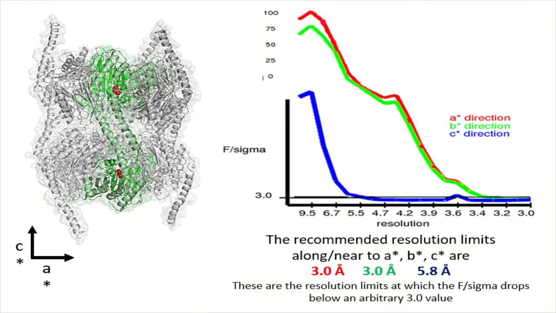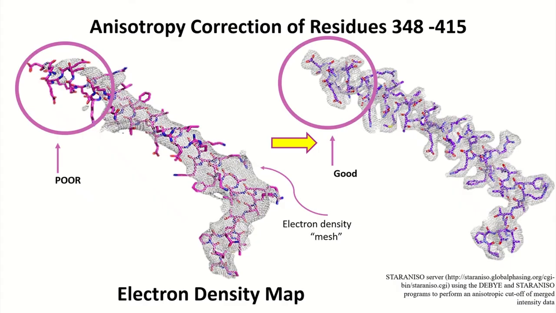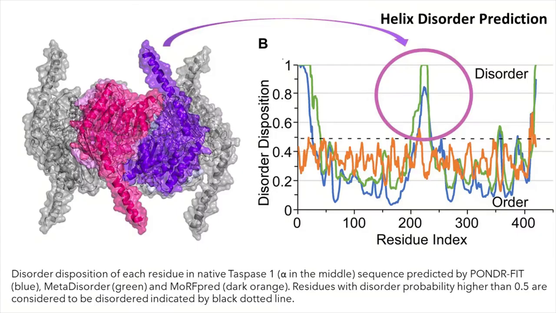We solved the structure to 3.0 angstrom in the A and B directions. However, we were limited by severe anisotropy, where the resolution was limited to 5.8 angstrom in the C direction. This is likely because the previously truncated portion forms a long, flexible helical loop. Because of its proximity to the active site, high degree of flexibility, and loss of activity when truncated, one hypothesized role of this helical structure is for substrate recruitment.